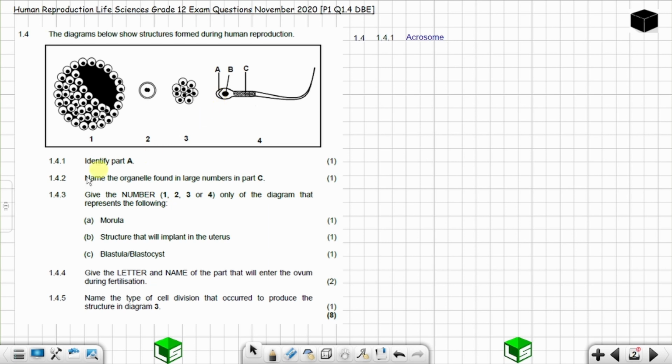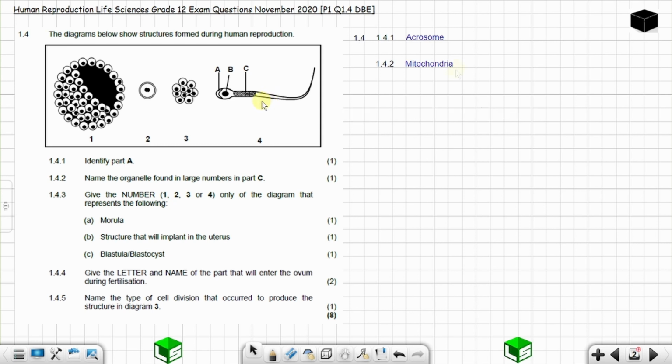Now question 1.4.2. Name the organelle found in large numbers in part C, 1 mark. This is part C, which is known as the midpiece of the sperm cell. The organelles that you find in the midpiece are the mitochondria. The mitochondria provide energy to the sperm so that the sperm can swim or move to the egg cell or ovum.